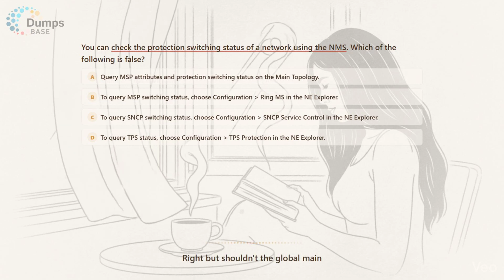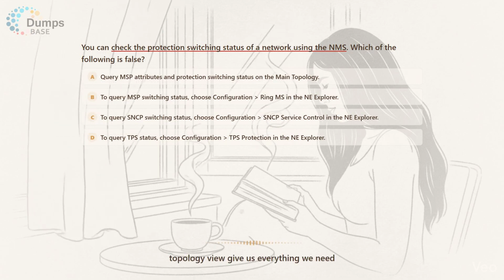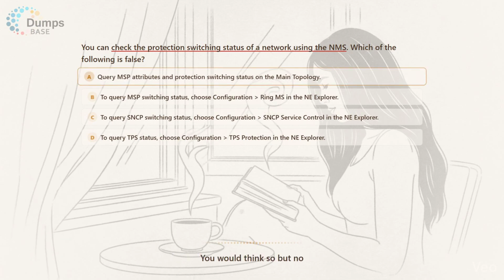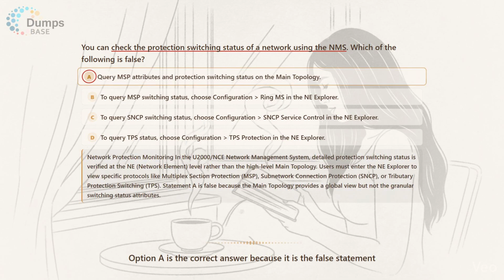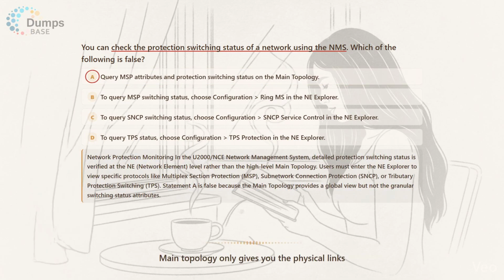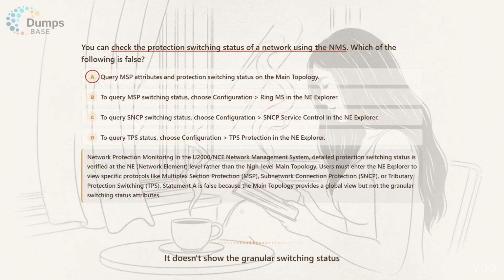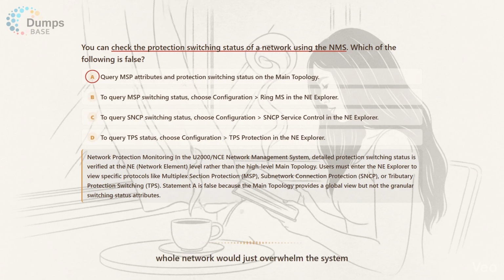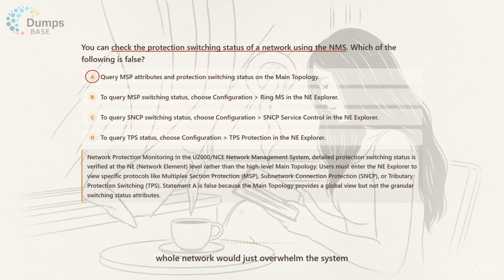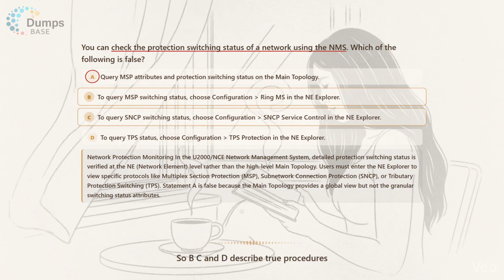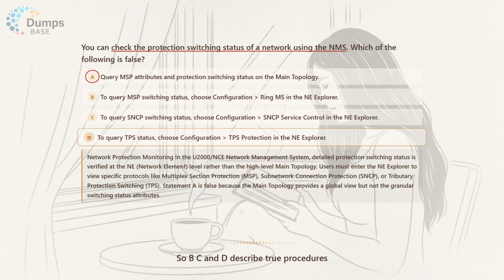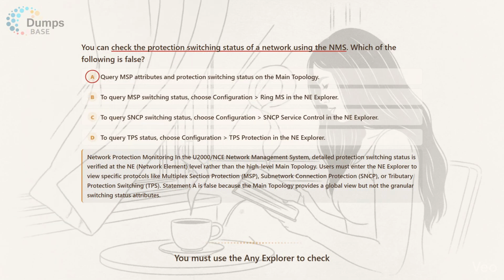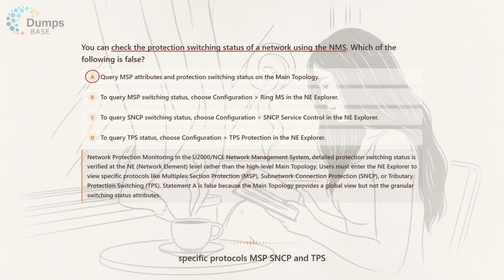Right, but shouldn't the global main topology view give us everything we need? You would think so, but no. Option A is the correct answer because it is the false statement. Main topology only gives you the physical links. It doesn't show the granular switching status. No, pulling that granular state across a whole network would just overwhelm the system. So B, C, and D describe true procedures. You must use the NE Explorer to check specific protocols like MSP, SNCP, and TPS.